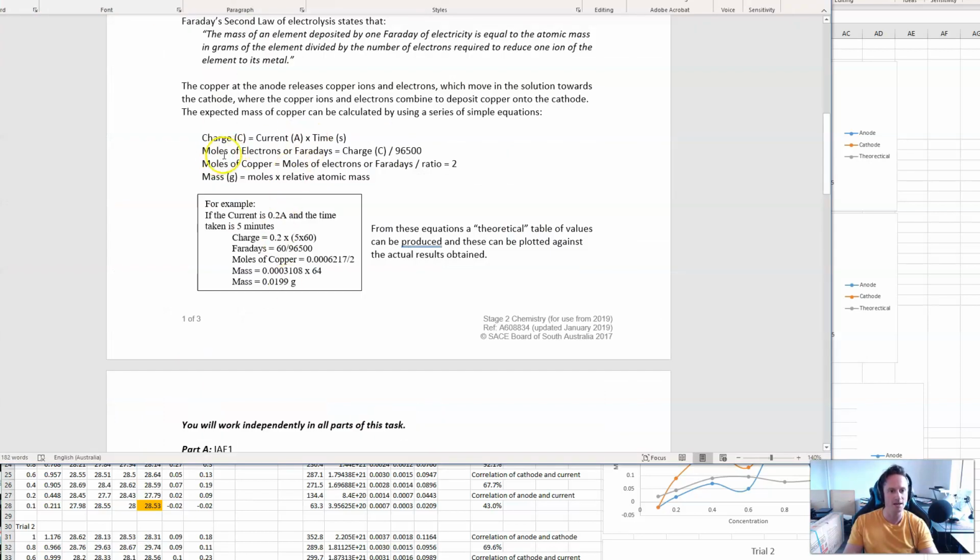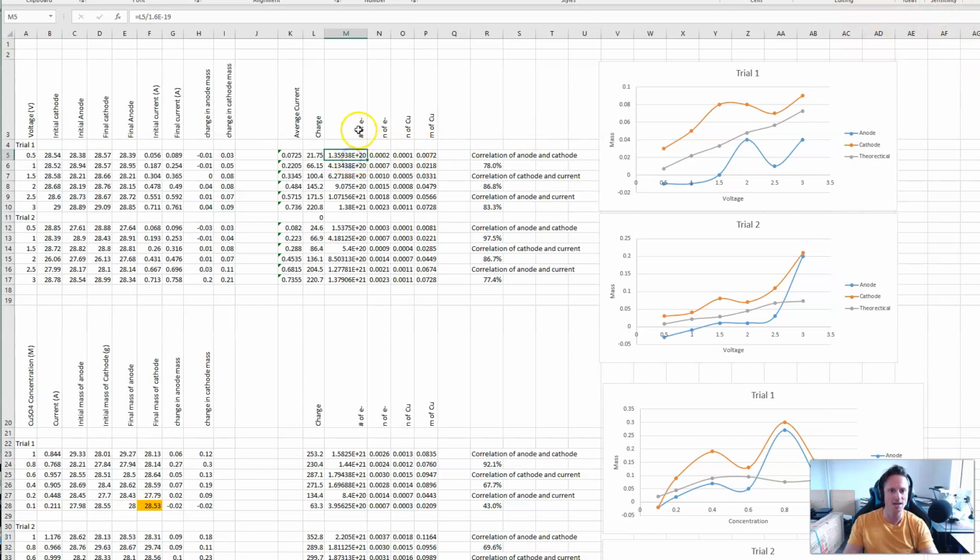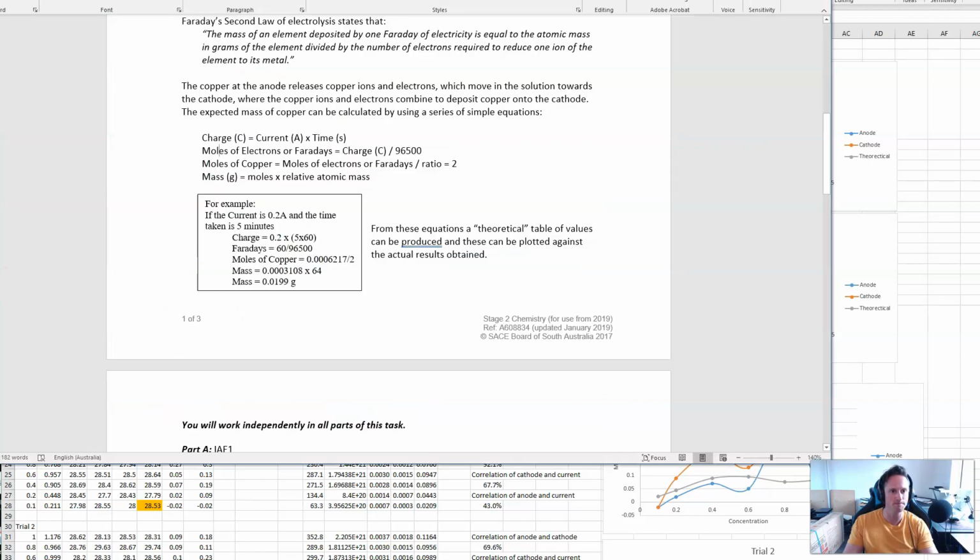Then to calculate the moles of electrons or Faradays, that's the charge divided by 96500. Now what I've done there is actually calculated the number of electrons and then multiplied by Avogadro's number to get the number of moles of electrons. So that's going to be a very small number. Moving back, the moles of copper is the moles of electrons or Faradays divided by 2.